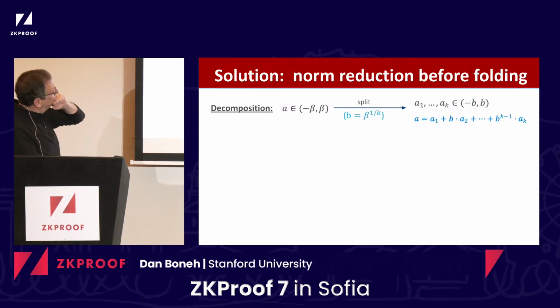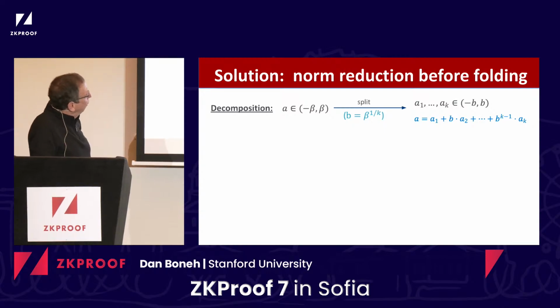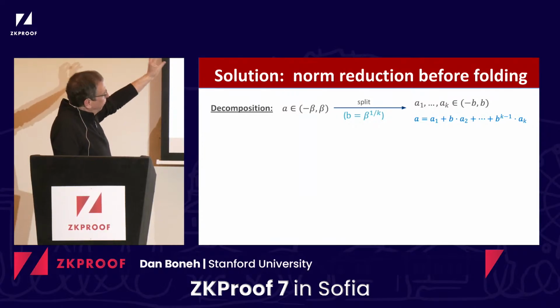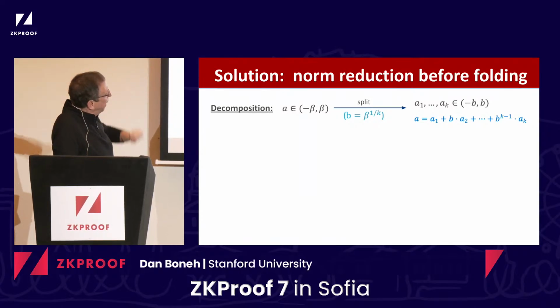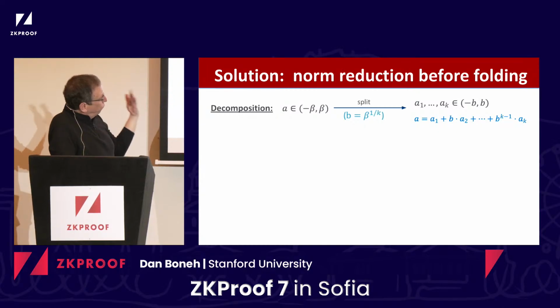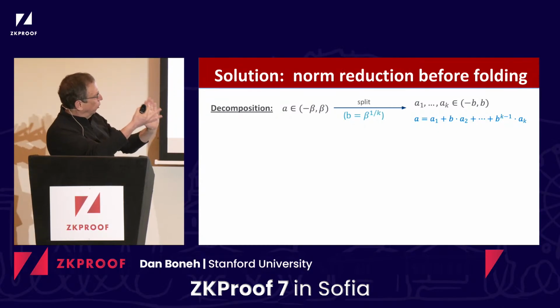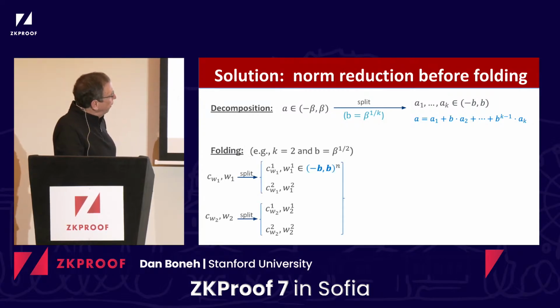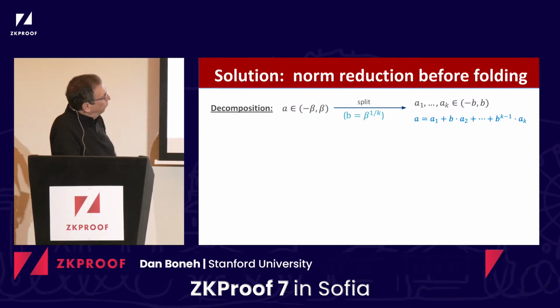So we take our original statements, and we'll do a decomposition. Suppose we have an element A that's low norm. We'll split the element A, or rather we'll write it in base B, so we'll split it up into its digits. And then we'll apply the Ajtai hash basically to this reduced norm vector.